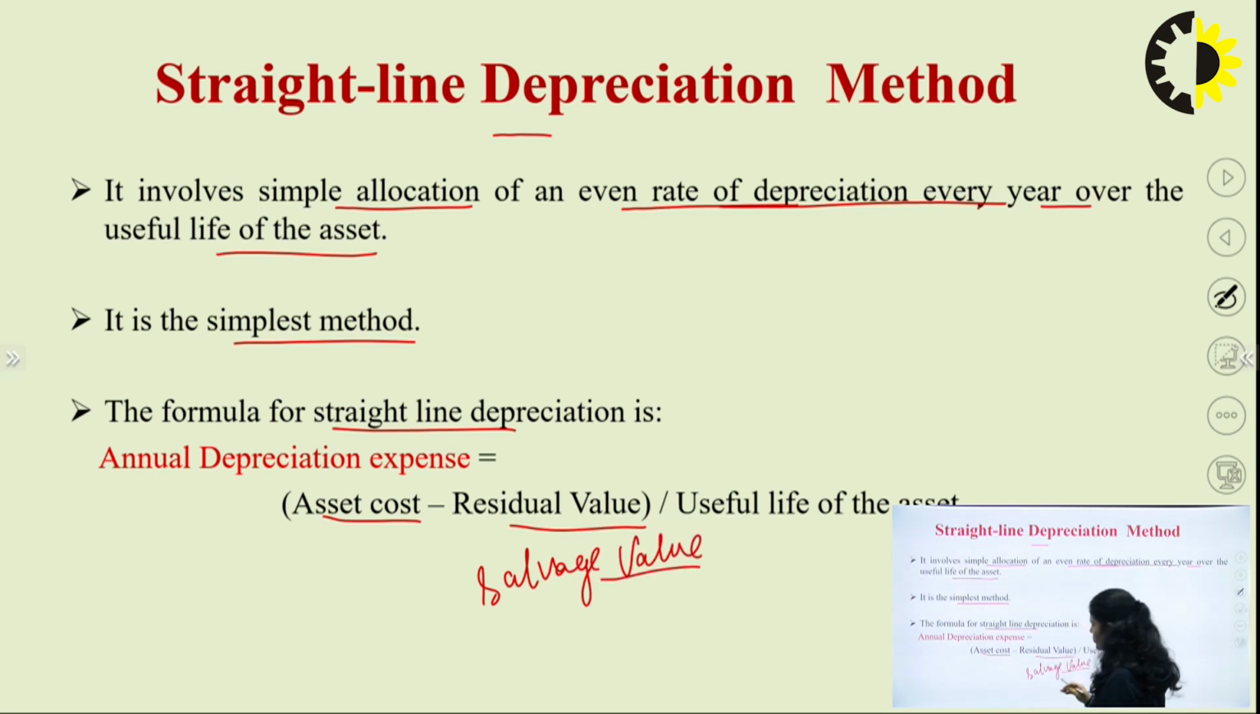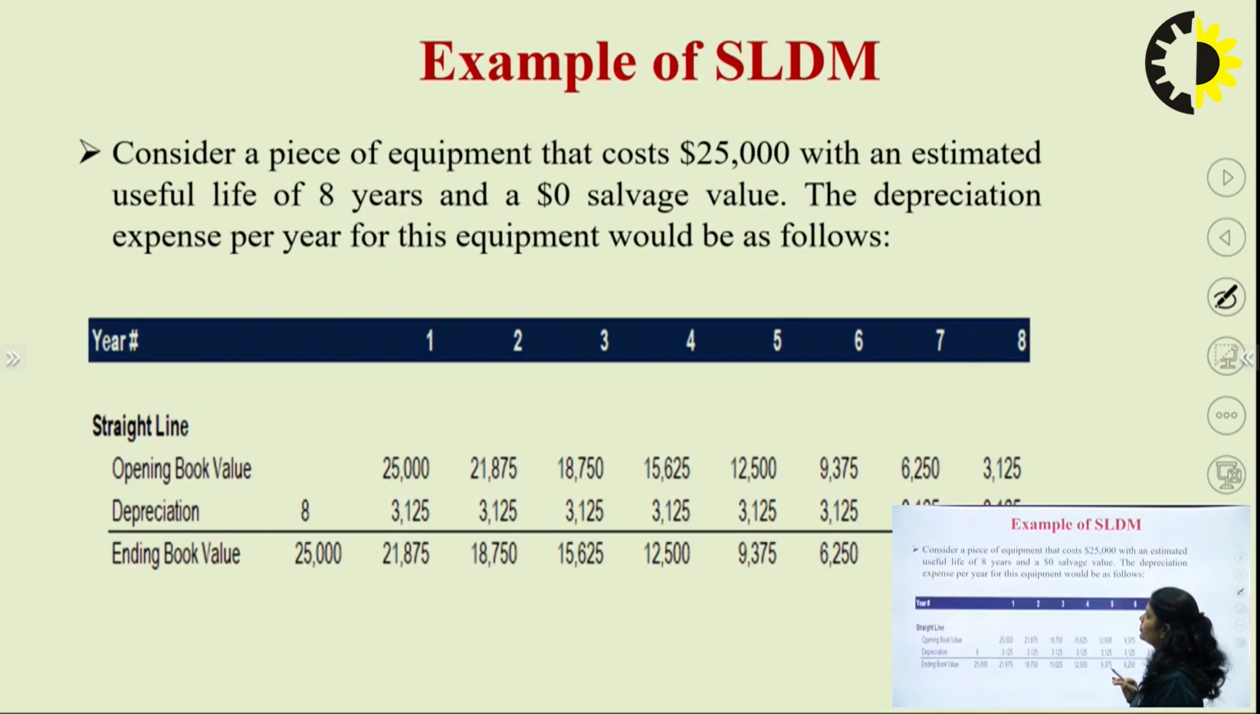What is salvage value? Salvage value is basically the reduced value after the useful life for a particular asset. So, the annual depreciation expense will be asset cost minus residual value divided by useful life of the asset. With the help of this formula, we can calculate the depreciation expenses.